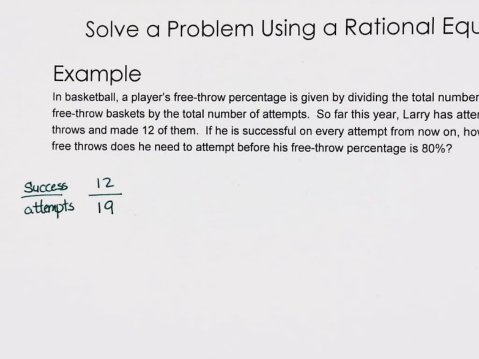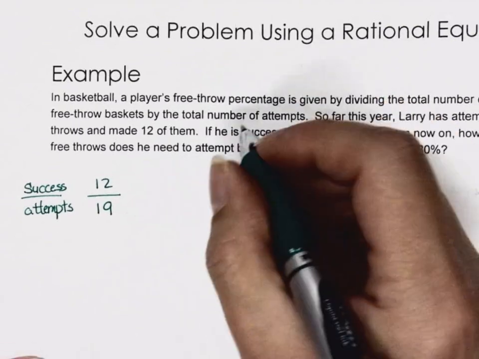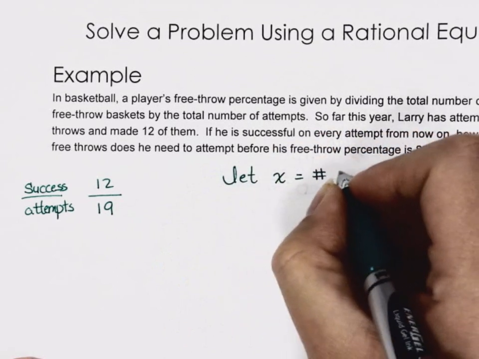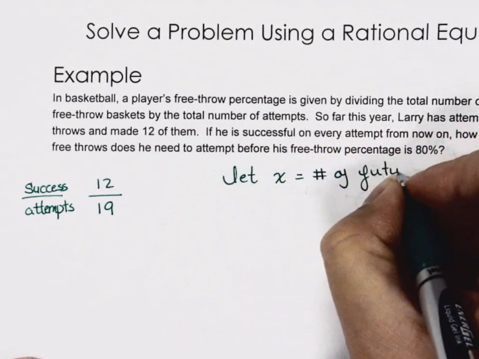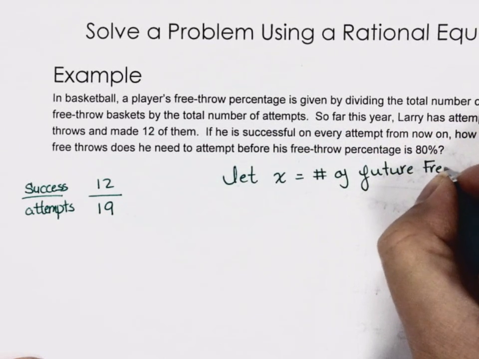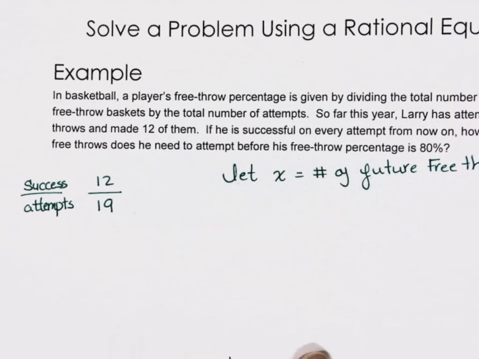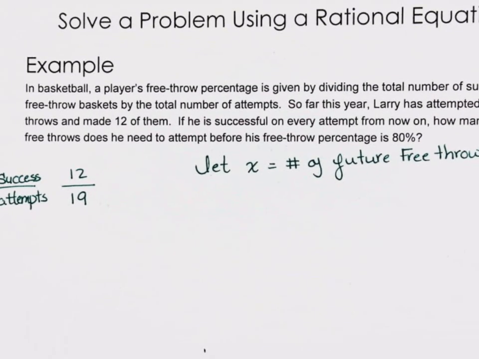Pretty straightforward. So what we're going to do is define a variable. Let x equal number of future free throws. I would say that creating these equations is one of the harder parts, but I think that's true of any word problem that we do. Remember chapter 3 max-min problems? Those were hard. When we did the rate and ratio problems in chapter 6, those were even more hard. So it's taking that knowledge.